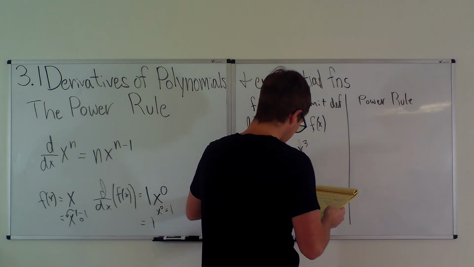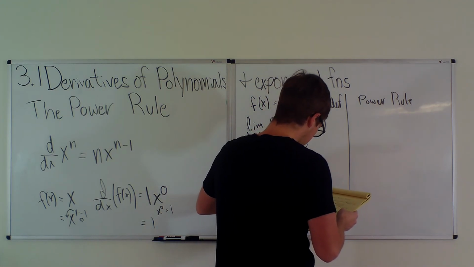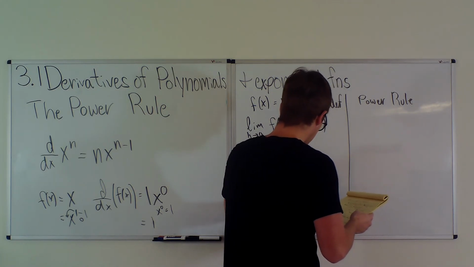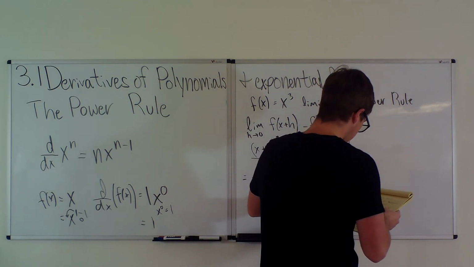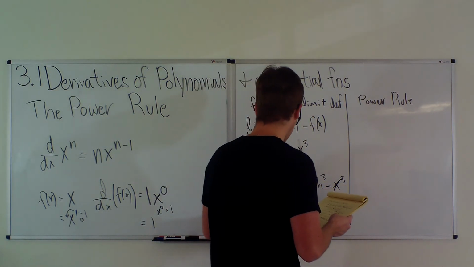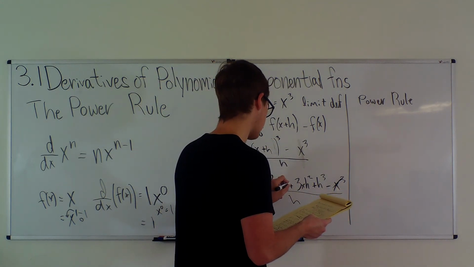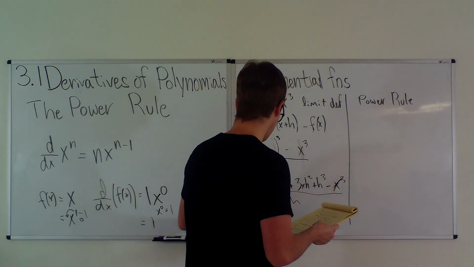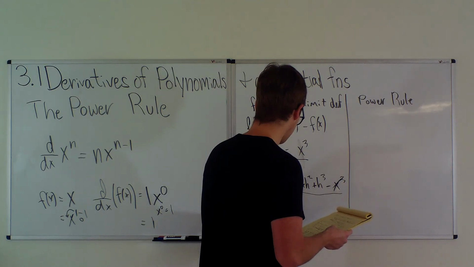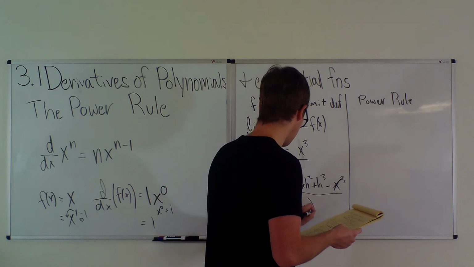x cubed plus 3x squared h plus 3x h squared plus h cubed minus x cubed. Those cancel out, right? And this is all over h. And then you can factor out an h from all of these: h times 3x squared plus 3xh plus h squared, all over h.